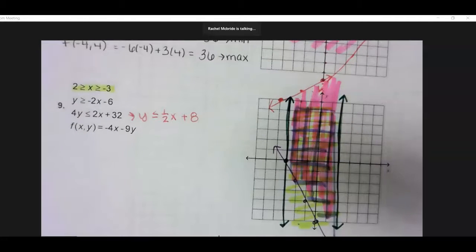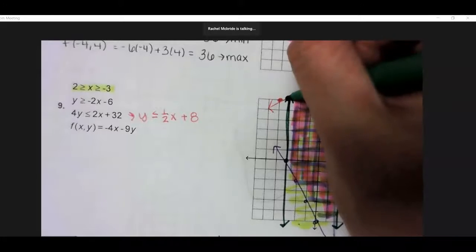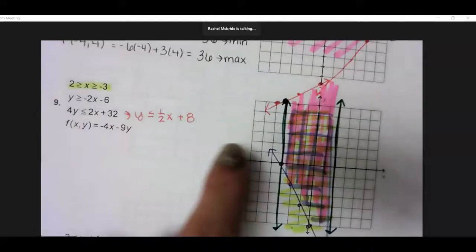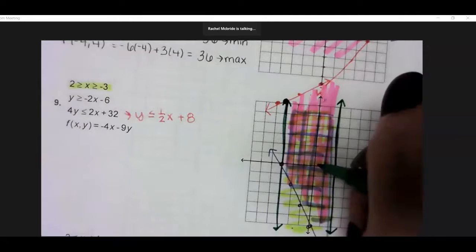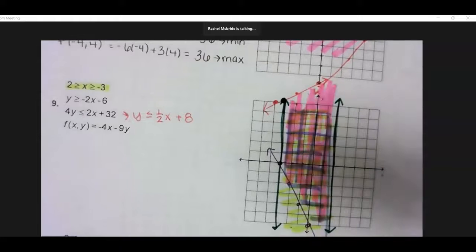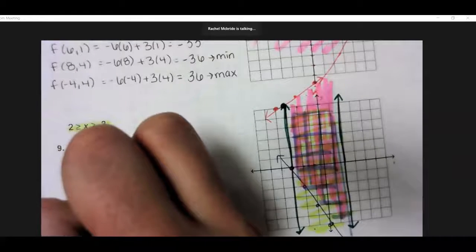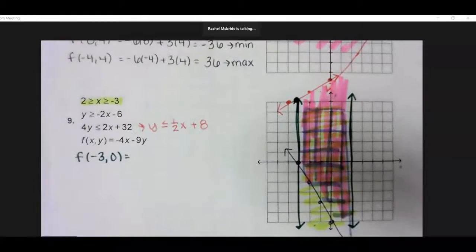So again, we know that the points of intersection, you can see two of them. They occurred on this line right here. So one of them happened at -3 and 6. The other one happened over here at -3 and 0. So we're going to plug those points into my equation, because those are the points of concern.